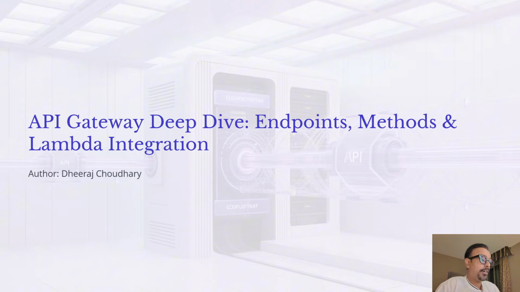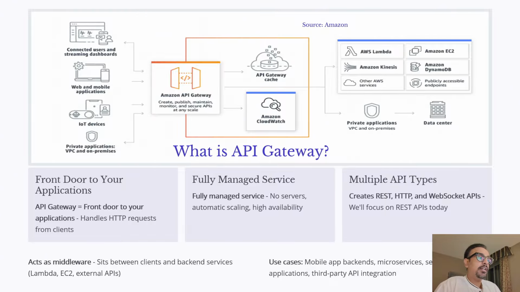So let's get started. Let's start by understanding what Amazon API Gateway is. Think of API Gateway as a front door to your application. So this is your API gateway. Suppose this is your front door to your application. It's a service that receives HTTP requests from clients and routes them to the right backend service.